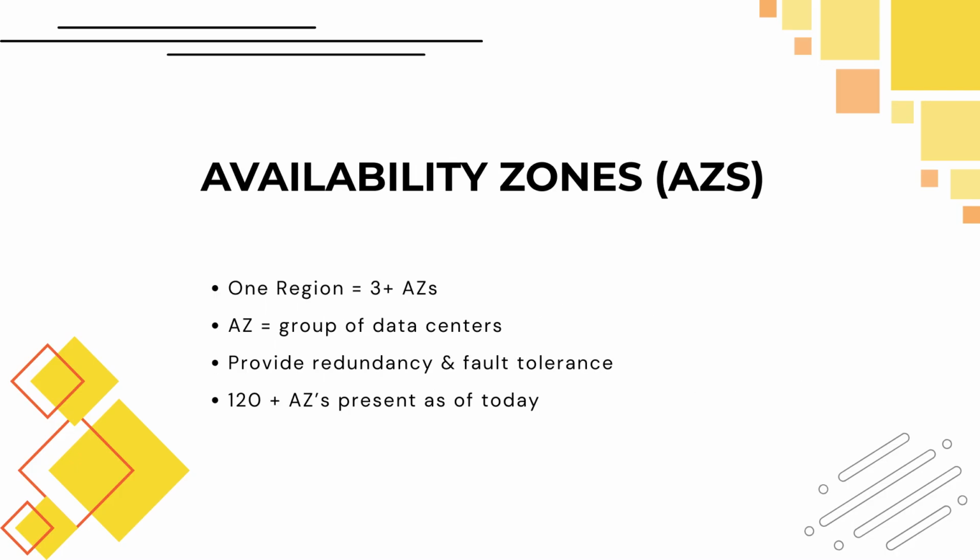Now, inside each region, we have what's called availability zones or AZs. An availability zone is basically one or more separate data centers with independent power, cooling, and networking capabilities. The magic here is that every region has at least three availability zones, of course, three or more. So, why is this important? Let's say you deploy your application across two availability zones. If one AZ goes down due to some issues, your application will still stay up and running in the other availability zone. This gives us redundancy, high availability, and fault tolerance, which is actually the heart of cloud reliability.